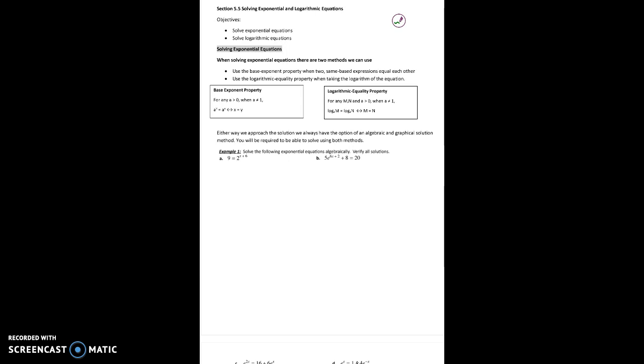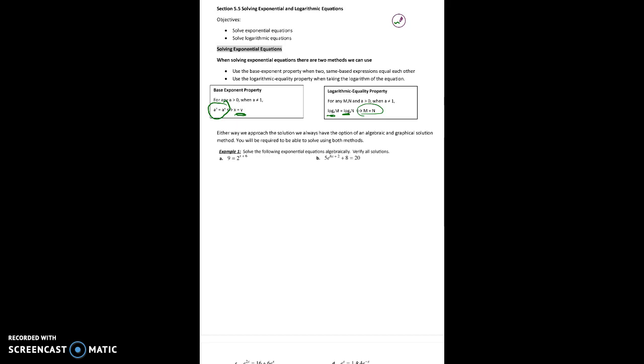When we are solving exponential equations, there are two main properties that we want to remember. And these properties are basically saying the exact same thing. It says if a to the x equals a to the y, in other words, the bases are the same, then x equals y. Over here we have log base a of m equals log base a of n. If the log has the same base, we can get rid of that log and m equals n.